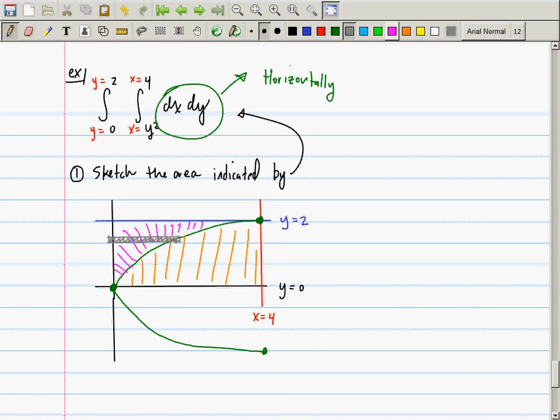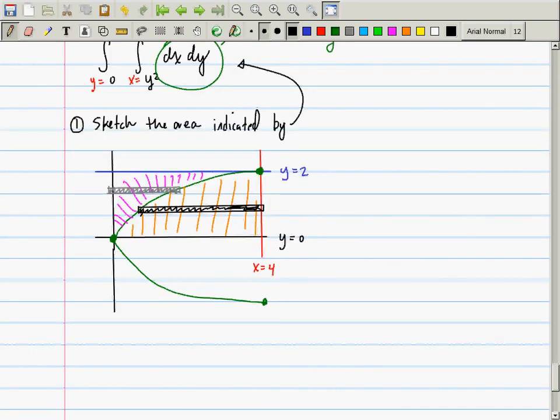So then let's draw in the other region. I used gray, so I need another color now. Black will be fine. How about this rectangle? This rectangle starts at x is y squared and stops at x is 4. So can you see that this is the one we're talking about? We're talking about the orange region. Can everybody see that the orange region is the one we're talking about? Good.